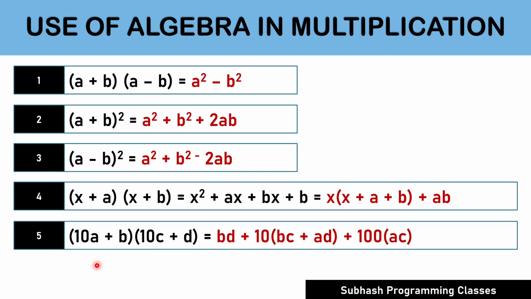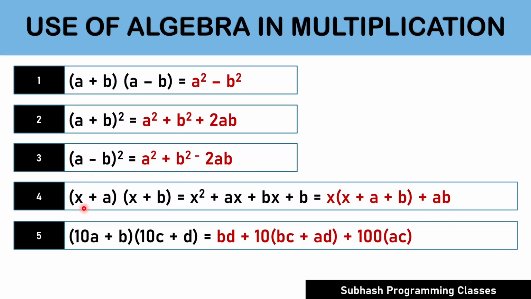The first one is (a plus b) multiplied by (a minus b) is equal to a square minus b square. The second one is (a plus b) the whole square is equal to a square plus b square plus 2ab. The third one is (a minus b) the whole square is equal to a square plus b square minus 2ab.